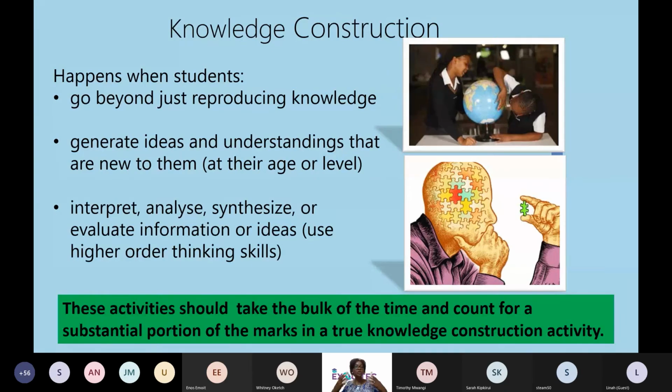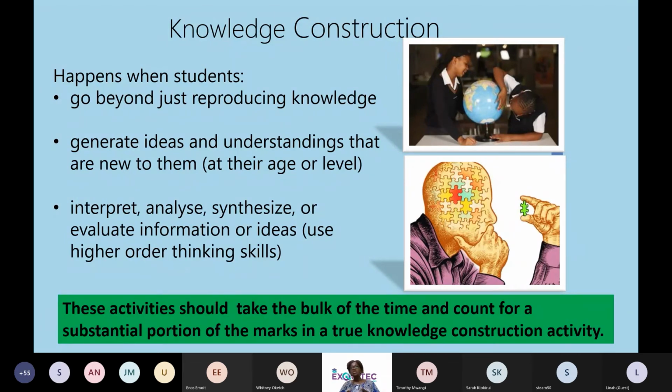So knowledge construction happens when students go beyond just reproducing knowledge. So it's beyond just the content they get in the classroom. They are able to pull from different areas and build on that rudimentary knowledge that was given to them in the classroom. They are able to generate ideas and understanding that are new to them at their age or level. And of course, with knowledge construction, you have things when you go to the higher Bloom's taxonomy of interpreting, analyzing, synthesizing, and evaluating information and ideas. So when you actually apply the higher order thinking skills, then we know that a form of knowledge construction is taking place.